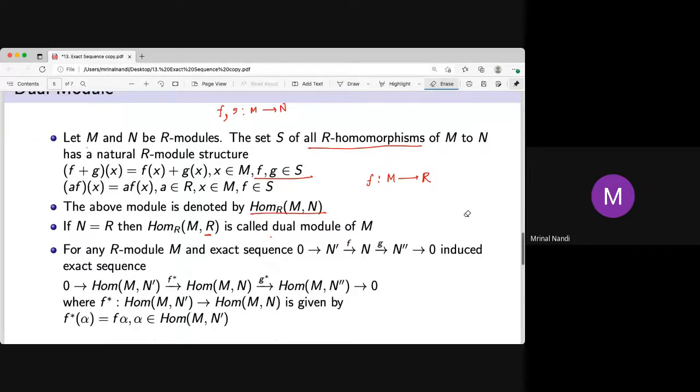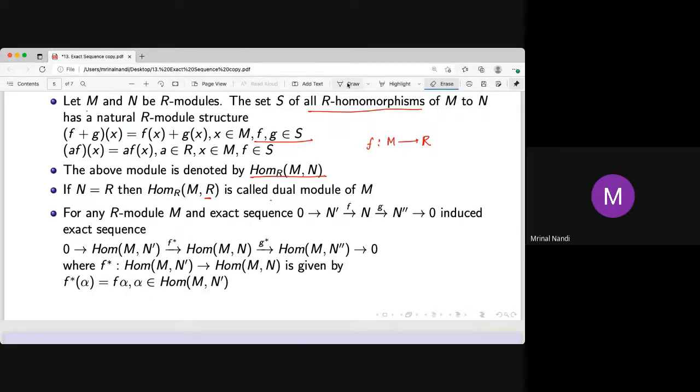Now, what is the property of this? One thing is, if M is any R module, and there is an exact sequence, 0, N dash, N, N double dash, 0. That means F is injective, G is surjective, and G compose F is null.